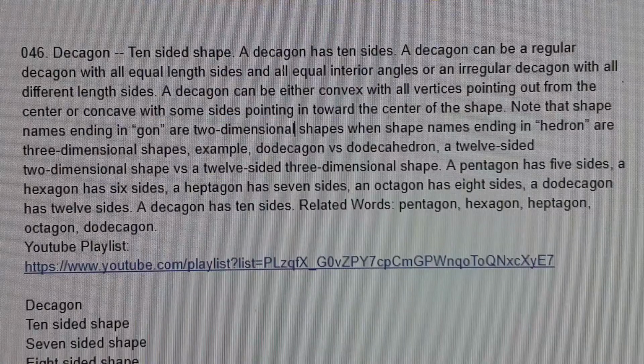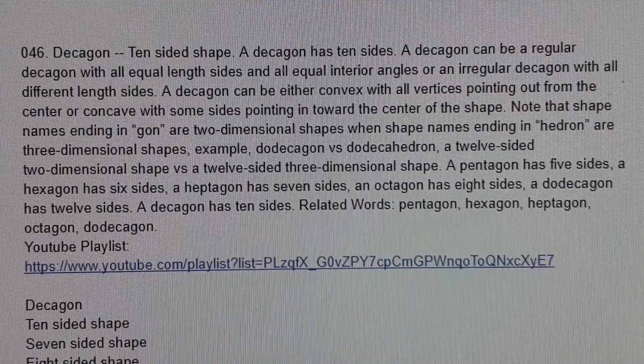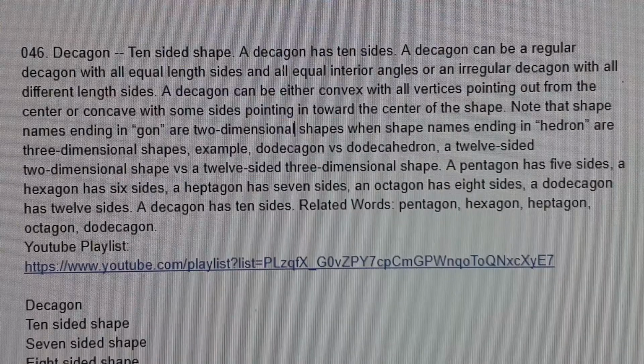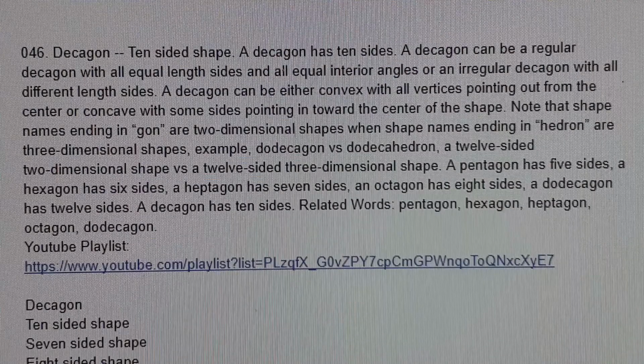A decagon can be either convex, with all vertices pointing out from the center, or concave with some sides pointing in toward the center of the shape.